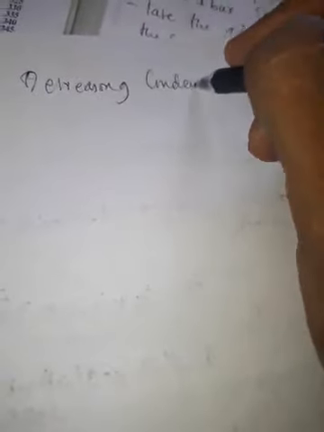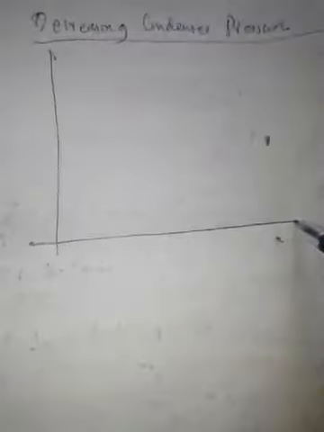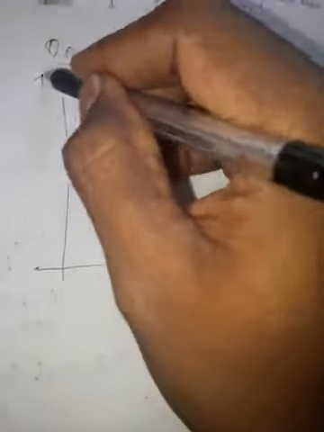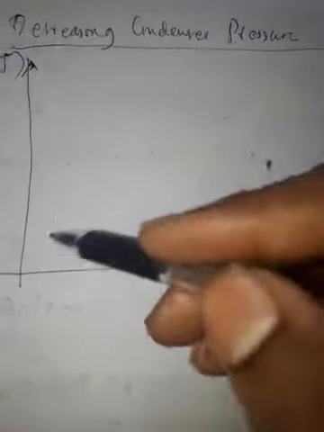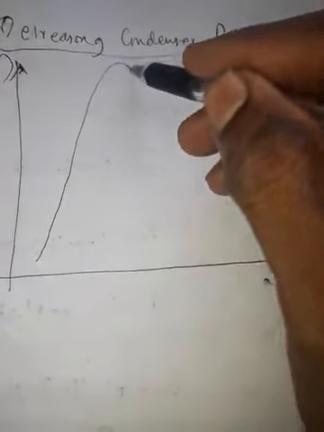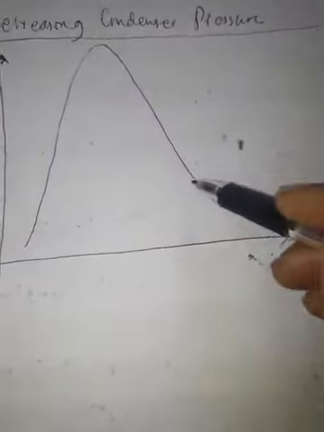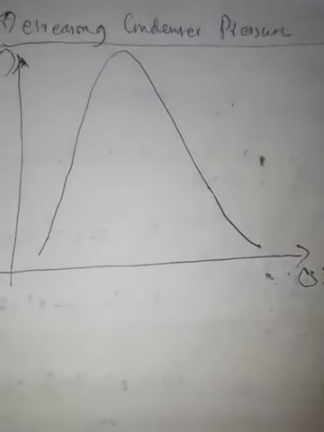Effect of decreasing condenser pressure. For understanding this also, let me draw a temperature entropy diagram. This is temperature, this is entropy. So this is our vapor dome, saturated liquid line and saturated vapor line.